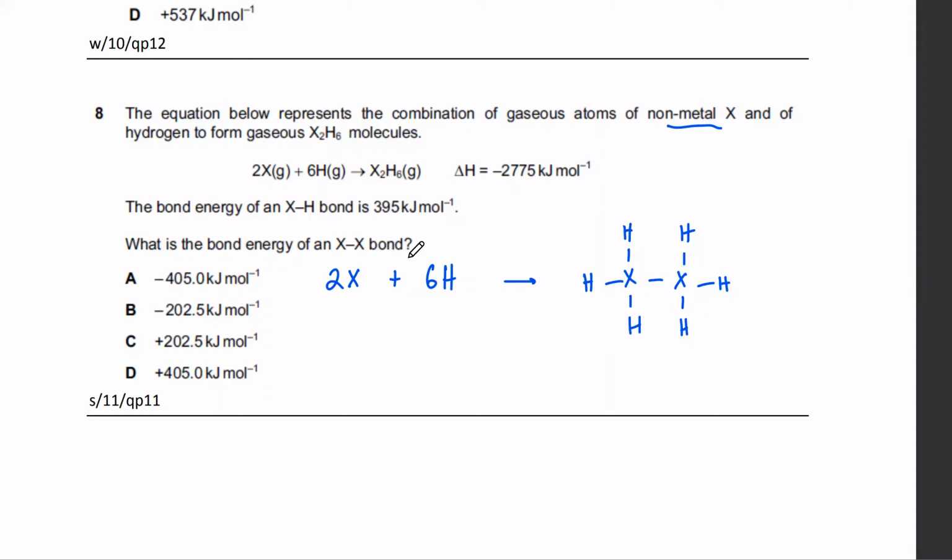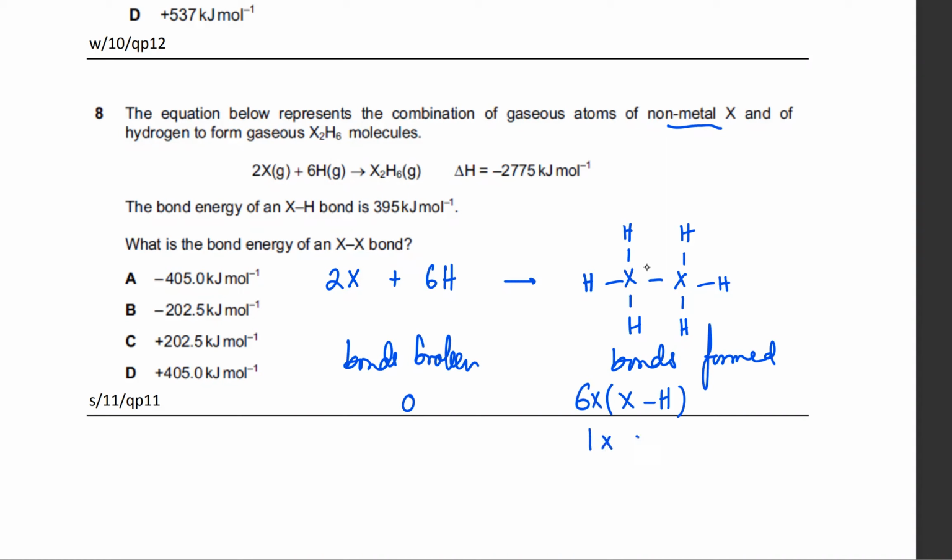So how many bonds are broken? No bonds are broken. So bonds broken is 0. How many bonds are formed? Between the X and the H atom, you can count that. Be careful. It's 1, 2, 3, and 1, 2, 3 over here. So that's 6 XH bonds. And there is one X-X bond that's also getting formed.